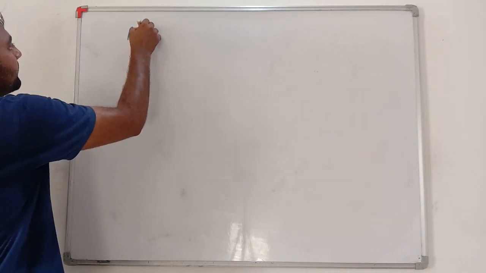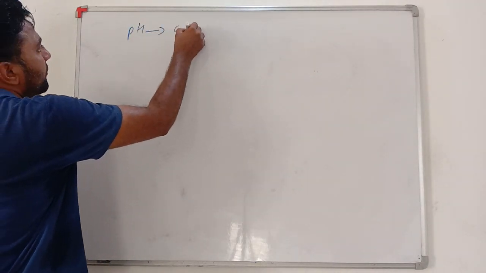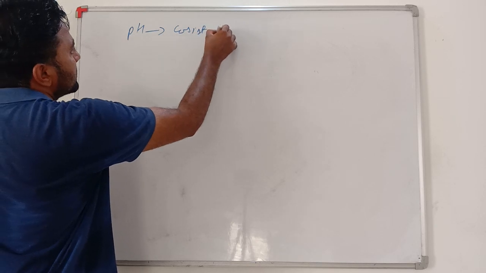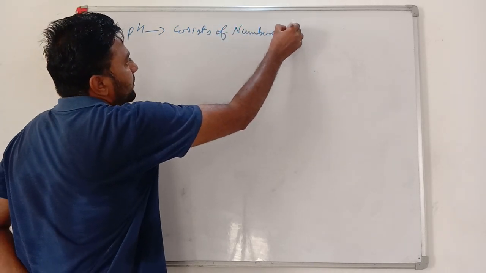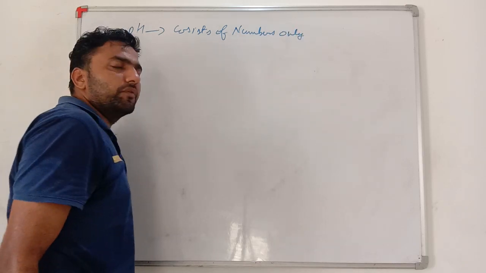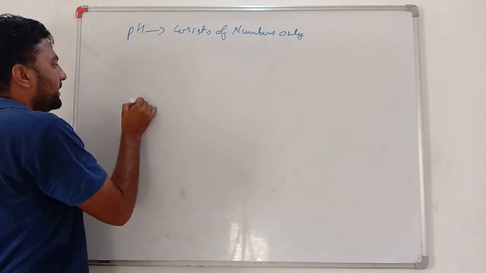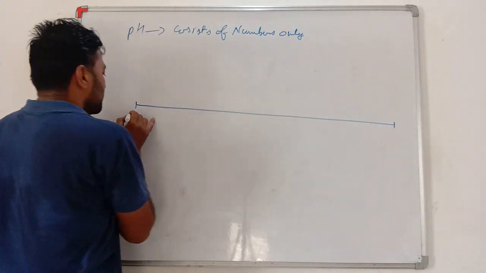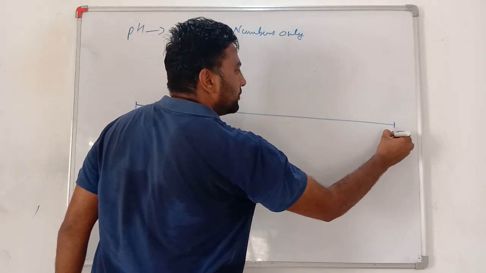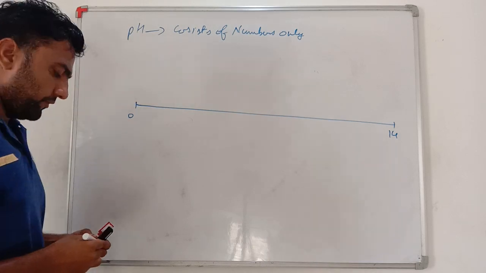The pH scale consists of numbers only. The pH scale has numbers from 0 to 14. Very important.